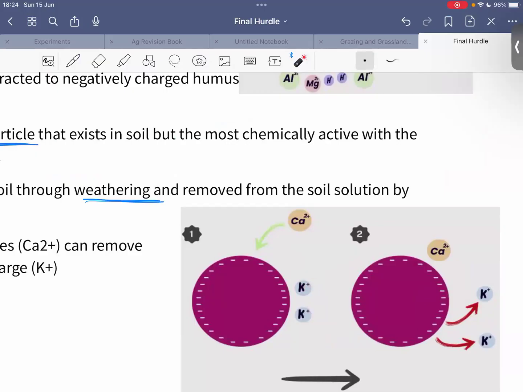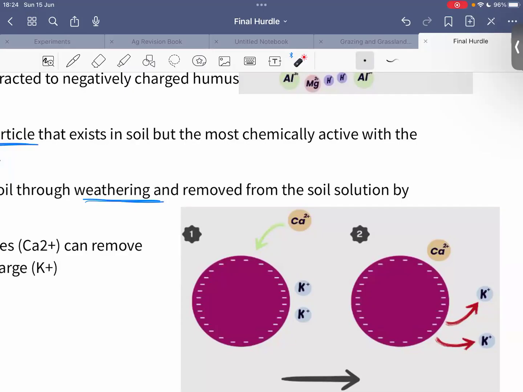+1 and +1 is +2. Okay, so if a +2 comes in, a +2 is going to go out in the form of 2 potassium ions. Okay, does that make sense? If you're able to draw that diagram, you are basically explaining what your cation exchange is, okay?